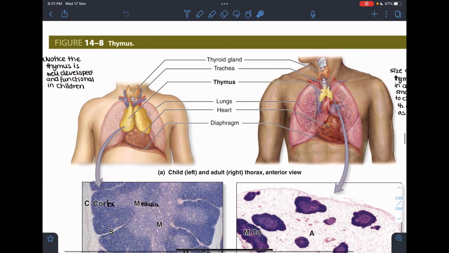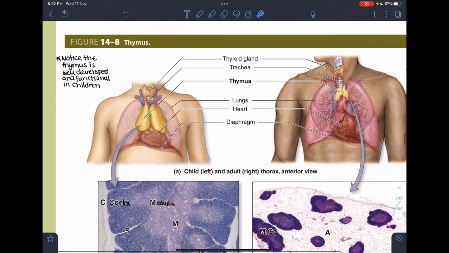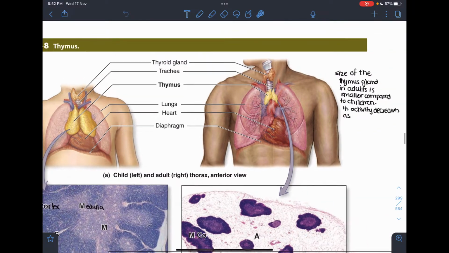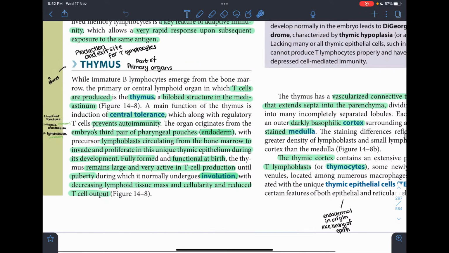So, a comparison between the thymus in a child and an adult. As you can see, in the child it's much larger than عند adult and it's well developed and fully functional. And عند الadult صار في involution. As you can see, it shrunk, and the size of the thymus gland in adults is much smaller compared to children. هذا طبعا it happens once the child hits puberty. And نفس ما حكيت قبل إنه the cellularity decreases, the T cell output decreases, and the lymphoid tissue mass decreases.